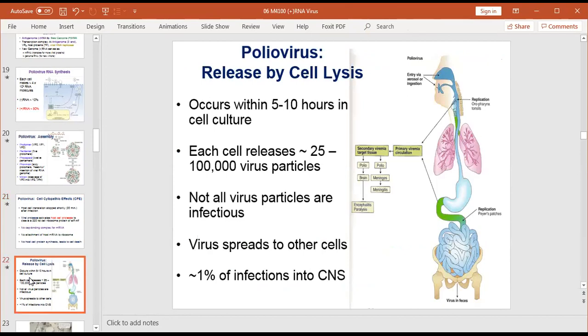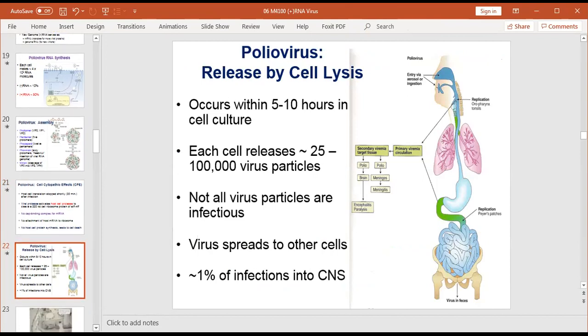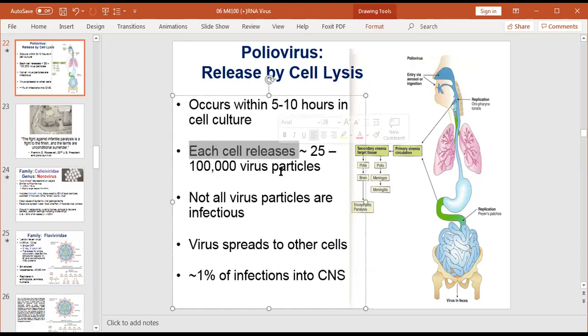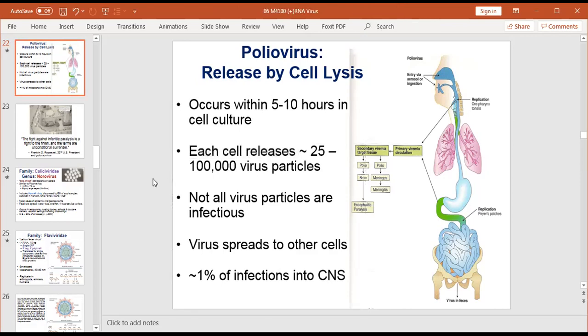Poliovirus release is accomplished by host cell lysis, slide number 22. The release of the poliovirus occurs within 5 to 10 hours in cell culture. Each virally infected host cell releases anywhere between 25 to 100,000 viral particles. This is when only one virus comes in. So the process is pretty effective.